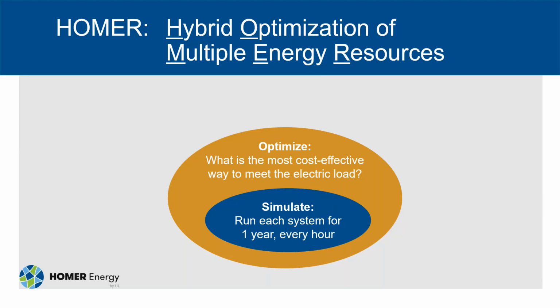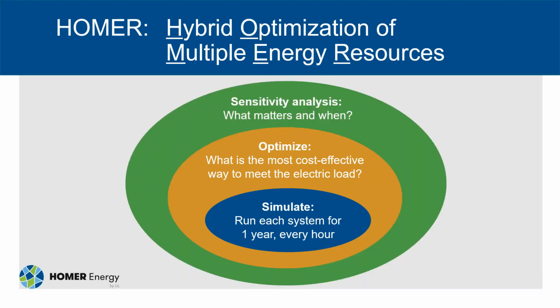And then there's an optimization step that simulates hundreds of different systems to find the least cost solution overall. And then HOMER also has an option to do sensitivity analyses. And these allow you to look at the impact of variables that you can't control and how these might affect system design and costs. Examples of these might be the price of fuel, price of storage, maybe your wind speed data.